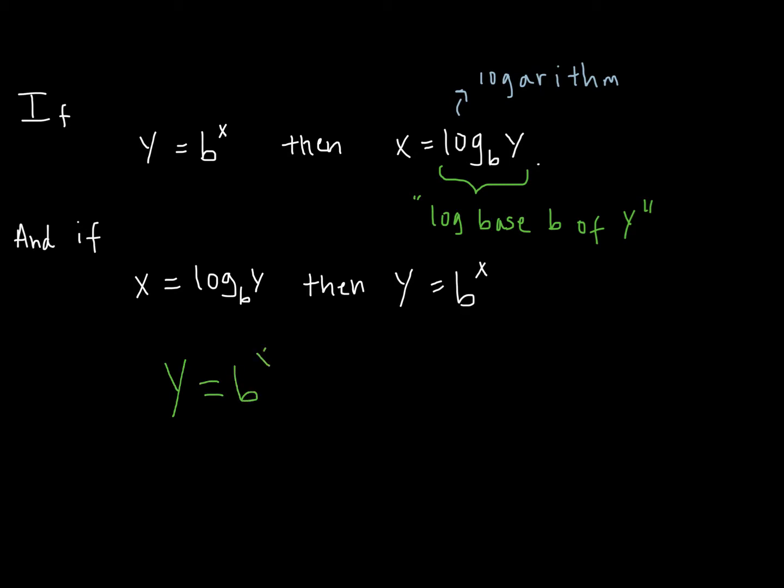If y equals b to the x, then you can write it as x equals log base b of y. Or you could go the other way. If you had x equals log base b of y, you could rewrite it as y equals b to the x. And this is going to be very helpful when we are solving for exponents, right? If you need to figure out what an exponent is, what you're asking is to find the logarithm. And your calculator can do this very quickly.